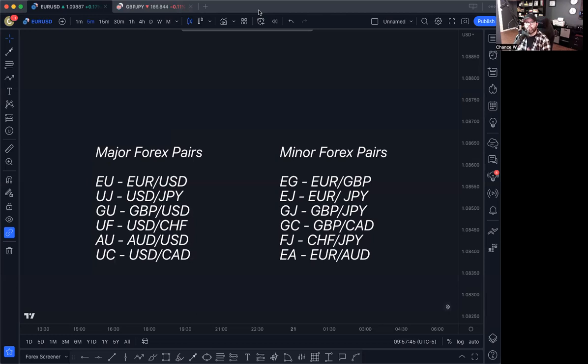Get to know these Forex pairs, because one of these or a couple of these I'm going to tell you to focus on. They're going to be your bread and butter as you start trading and getting in tune with the markets. So that's what I've got today with what is a currency pair.